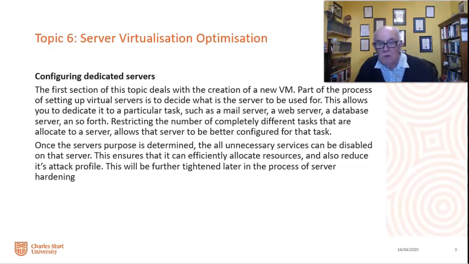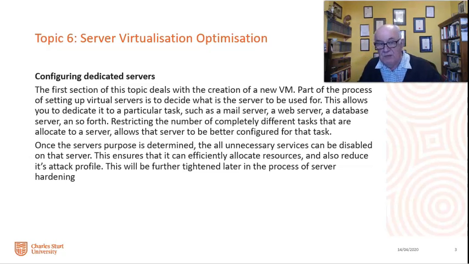So the first part of this topic deals with the creation of a new VM. So part of that process is deciding just what are we going to use that server for. So normally what we do is we dedicate it to a particular task, such as a mail server, a web server, a database server, and so forth. Because if you restrict it to a particular task, then it allows that server to be much better configured for that particular task. And once you've done that, you can then start disabling all the other operating system services that you don't actually need.